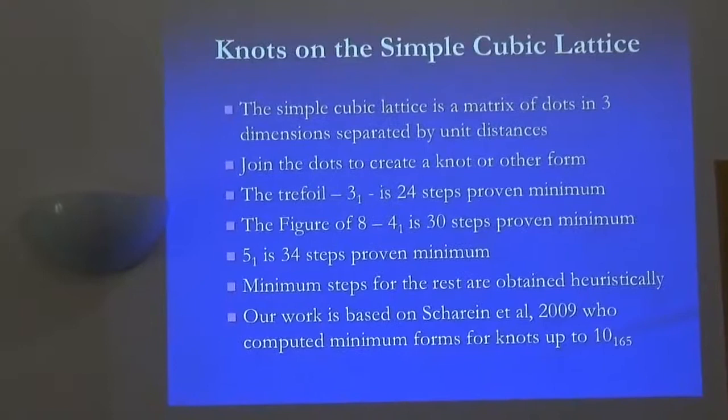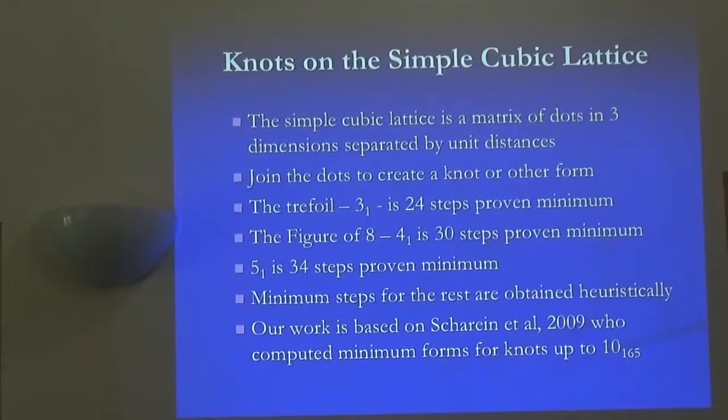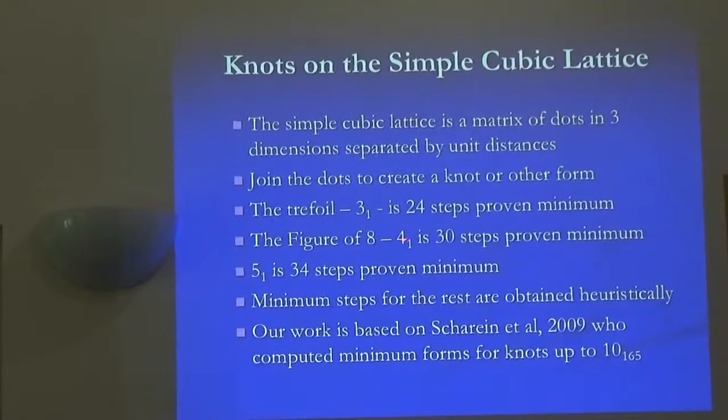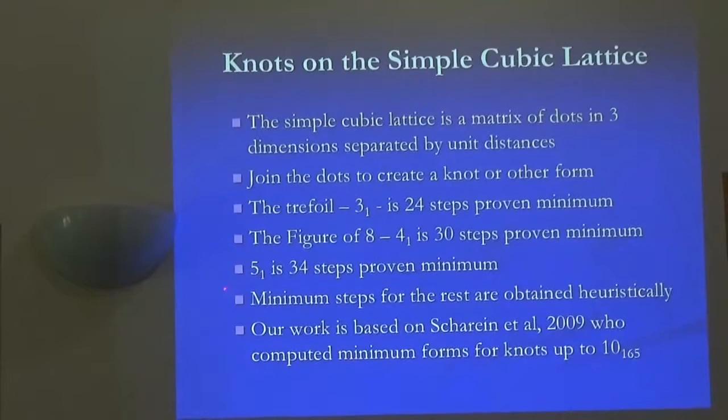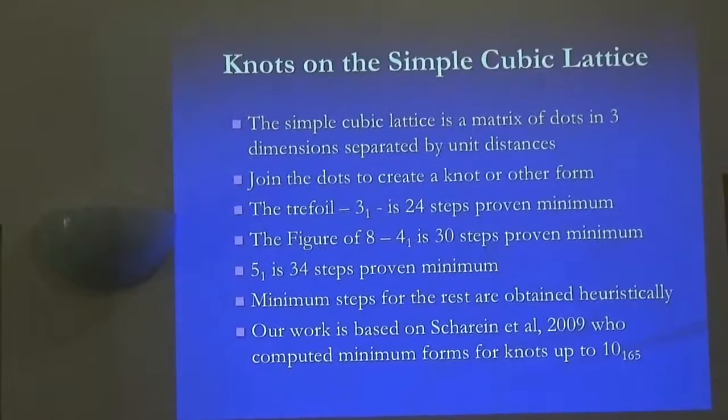The cubic lattice is Z3 in mathematical terms, a matrix of dots in three dimensions separated by unit distances. Basically, the idea is to join the dots to create a knot or a topological form in that space. It's relatively recently proven that you require 24 steps to make a trefoil, 30 steps to make a figure-eight, and 34 steps to make 5-1. There's no extant proof of the minimum number of steps to make 5-2 in the cubic lattice space, so you have to do things heuristically.